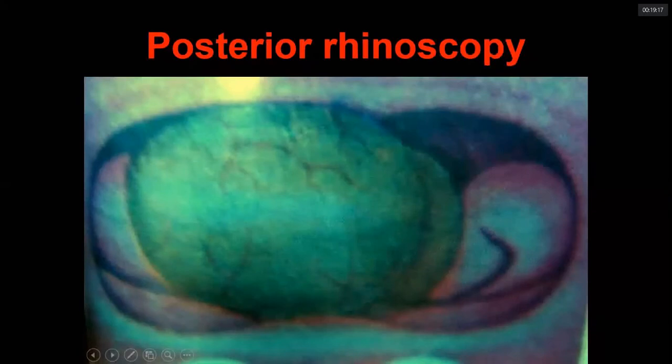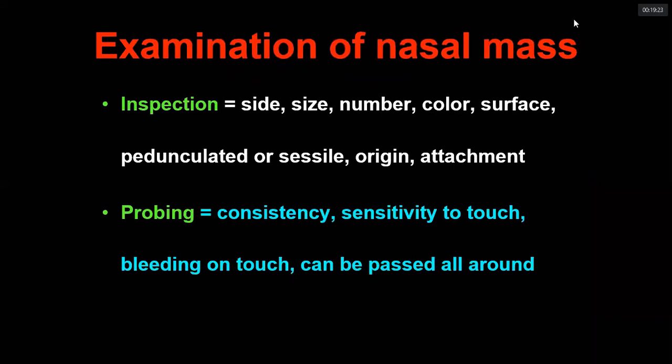On posterior rhinoscopy, this is what we see. Now, examination of the nasal mass. Whenever there is a nasal mass, you need to inspect it. You need to mention the side, whether it is on the right or left. Laterality is very important. Also the size, the number, color, surface, whether it is pedunculated or sessile, and its origin or attachment. You do this in any mass which is not angiofibroma. And probing is done, as I already told you, to find out consistency, sensitivity to touch, bleeding on touch, and whether the probe can be passed all around or not.